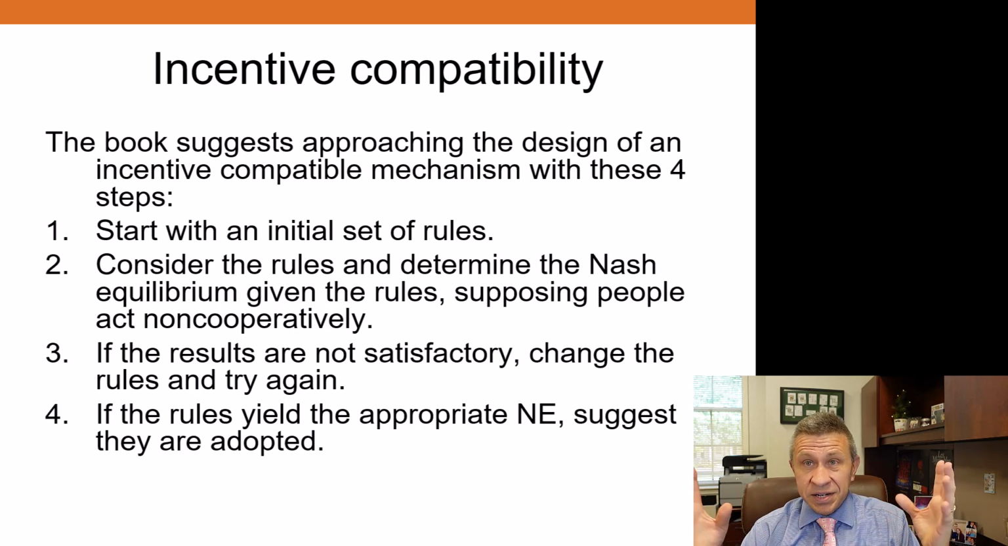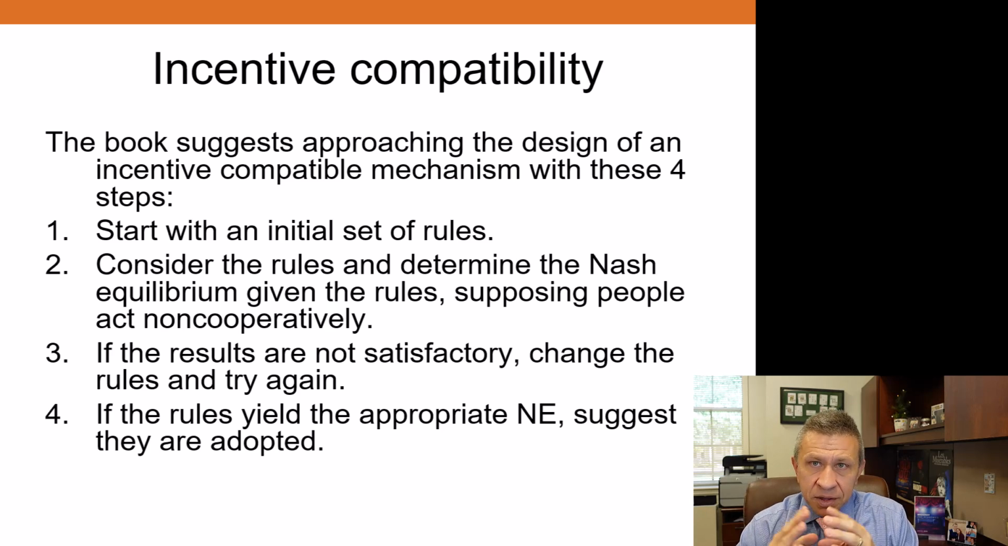Okay, under those assumptions, do you get to the Nash equilibrium you're hoping for? If you do, fantastic, but number 3 is if you don't. If the results aren't satisfactory, try to change the rules. Try to set up a different mechanism. Try it again. Once you get to rules that yield the appropriate Nash equilibrium, then you try to adopt them, right? As you are setting things up, you're trying to think through what are all the consequences here. How do you get there?